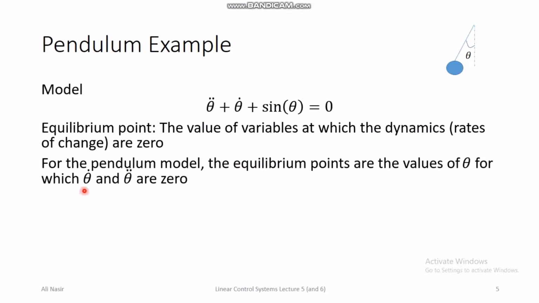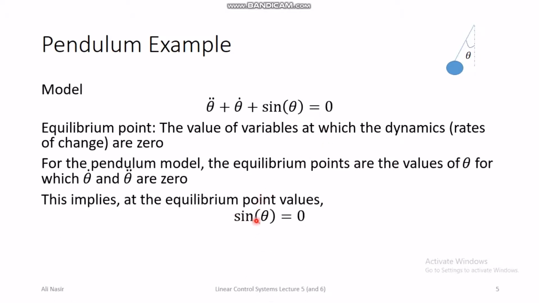For the pendulum model, the equilibrium points are the values of theta for which theta dot and theta double dot both are zero. If we put theta double dot and theta dot equal to 0 in this equation, then the values of theta are obtained from sine theta equal to 0, and whenever sine theta is equal to 0, theta will be either 0 or pi or minus pi or 2 pi or minus 2 pi or 3 pi or minus 3 pi and so on. In short, theta will belong to the set 0, plus minus n pi, where n is an integer. So these are all the equilibrium points of this pendulum system.